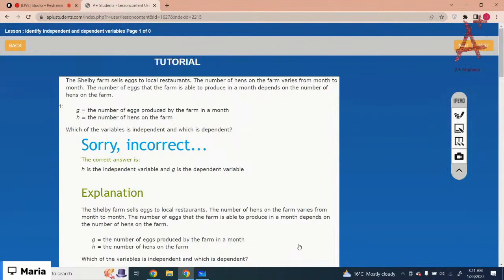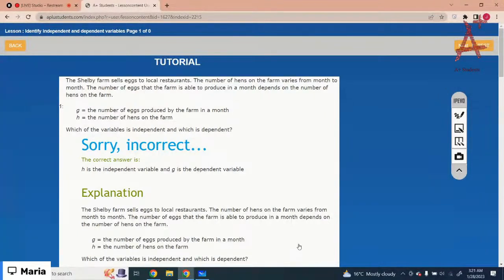The farm sells eggs to local restaurants. The number of hens on the farm varies from month to month. The number of eggs that the farm is able to produce in a month depends on the number of hens on the farm. So basically, here you have the eggs and the number of hens, and the number of hens varies. That means they're changing from month to month, and the eggs are dependent on the number of hens. That means the eggs are the dependent variable.